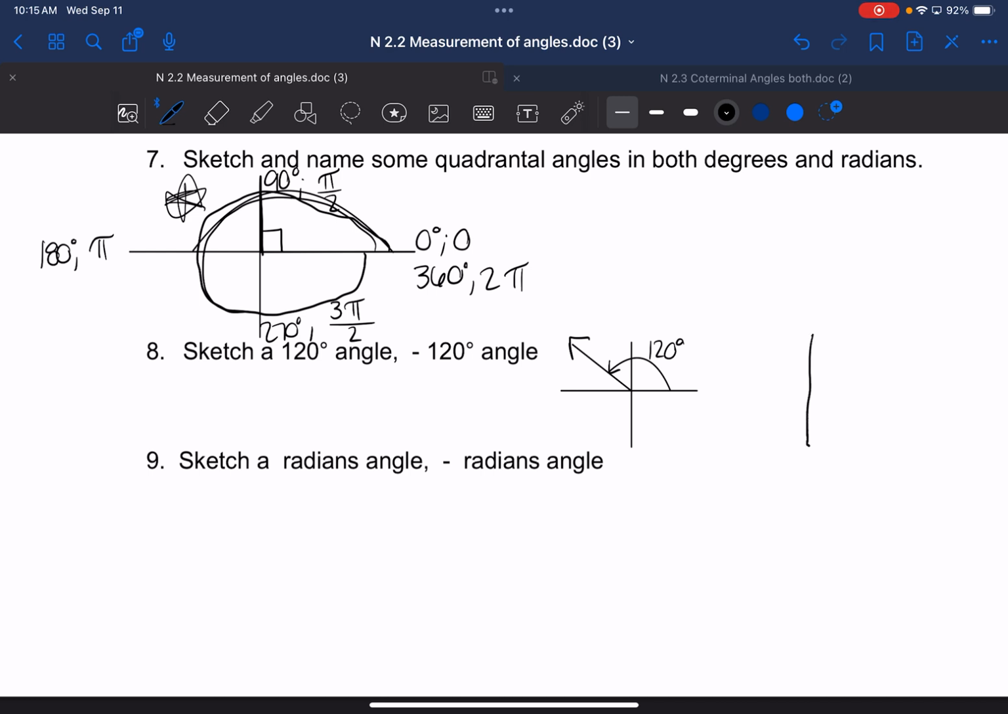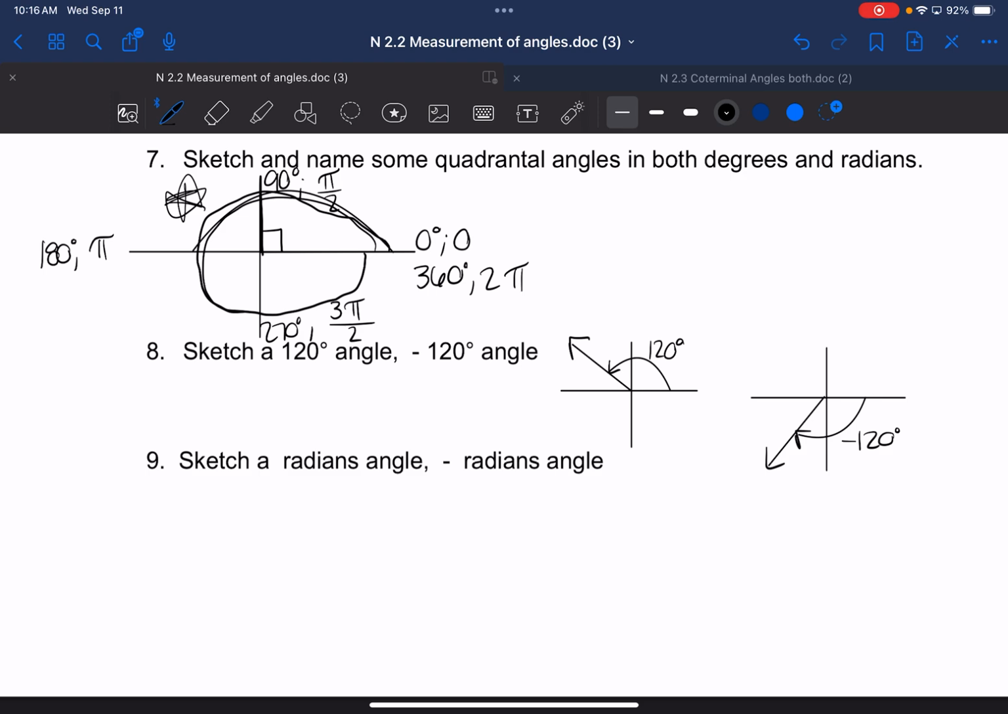Okay, now I need to draw a second one that shows a negative 120. So let's draw a second little coordinate plane over here. This time I'd have to go the opposite direction, right? So I would start here, and I would go all the way to here if I'm going to go negative 120, right? So from here to here would be negative 120 degrees.